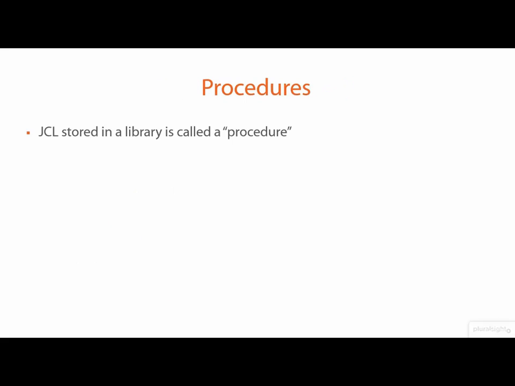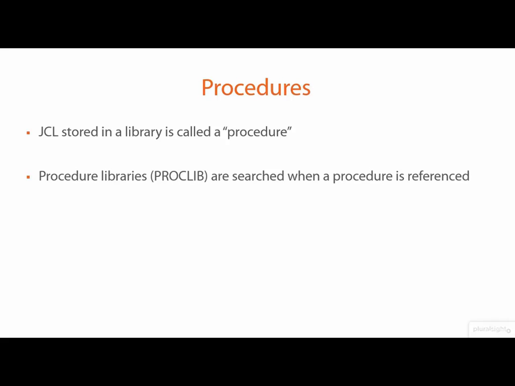In particular, the idea of JCL being stored in a library is a term that we call a procedure, or a JCL procedure, or a proc. The libraries that contain this JCL are proc libs. Originally, since most JCL was on cards, it made sense if we could remove a lot of the cards that were being carried around and store them on disk and execute it from there.